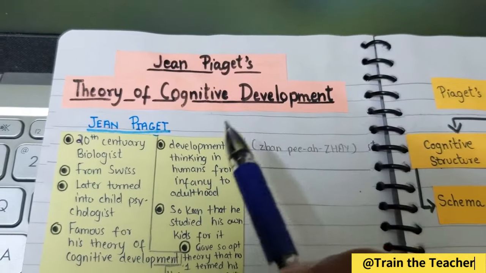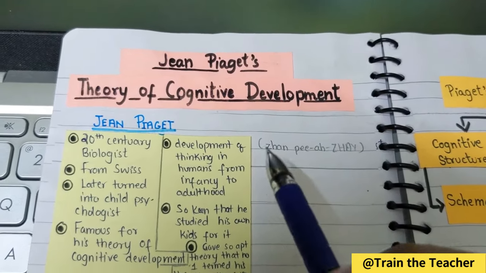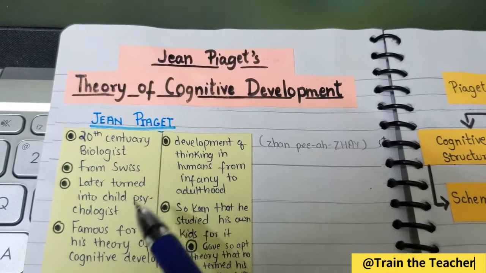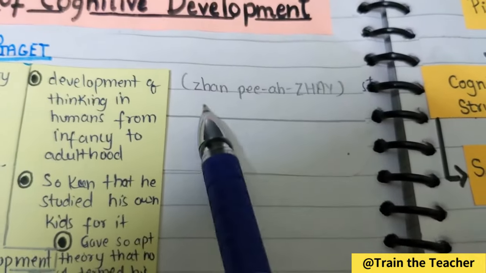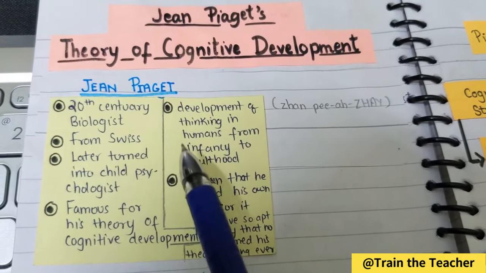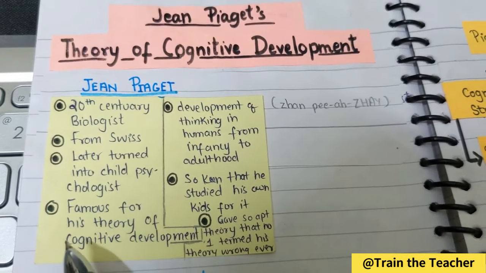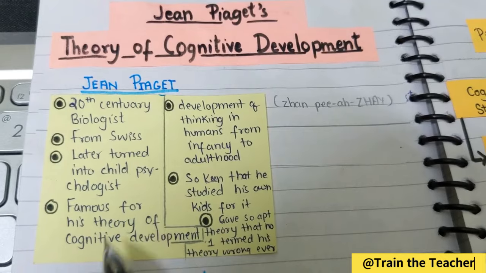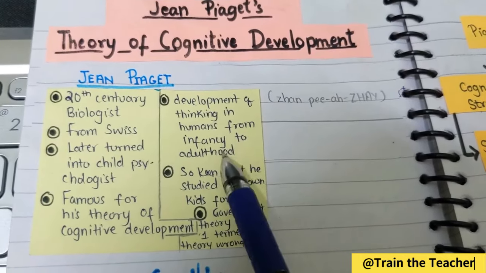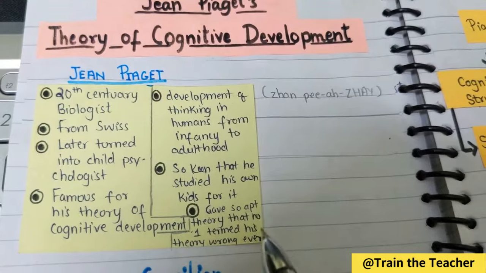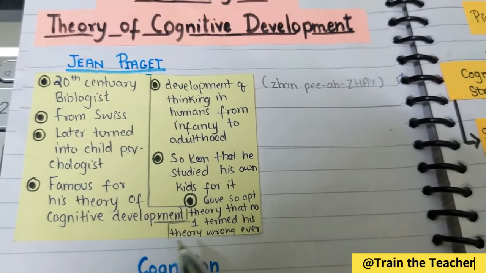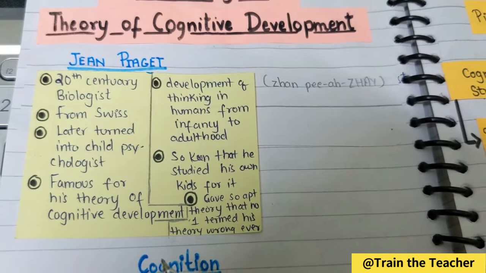Great. So everybody, a common mistake that many students make is that they pronounce his name incorrectly. I've written it here to simplify for you. Jean Piaget was a 20th century biologist from Switzerland. He later turned into a child psychologist, and he was famous for his theory of cognitive development. The theory covers the development of thinking in humans from infancy to adulthood. He was so keen that he studied his own kids for the theory, and he gave such an apt theory that no one ever termed it wrong.